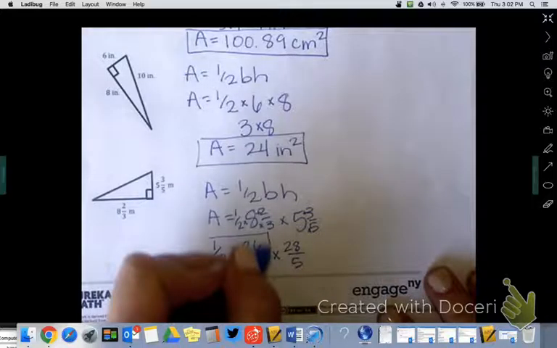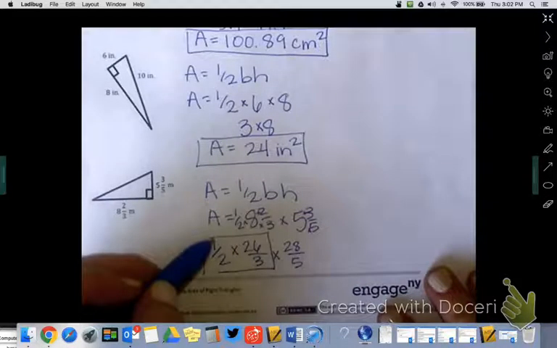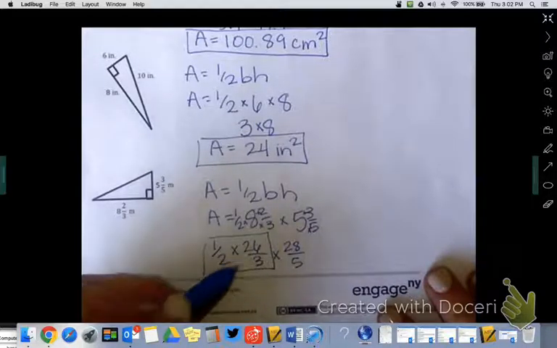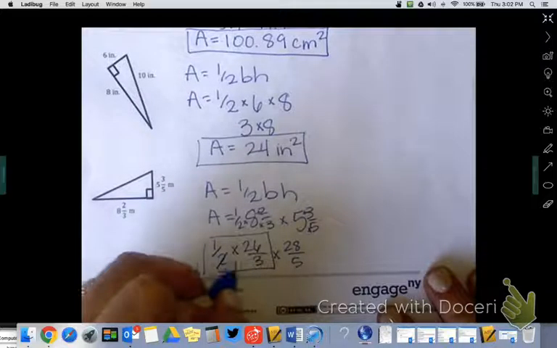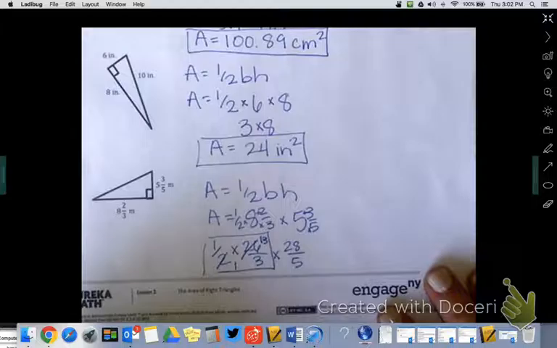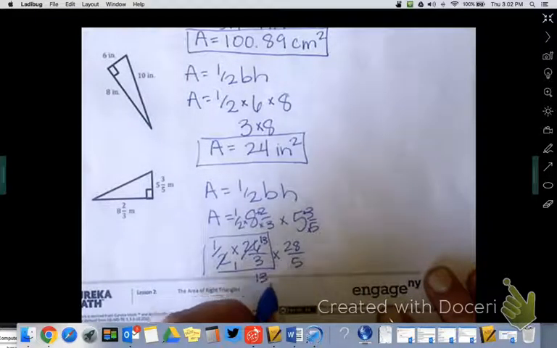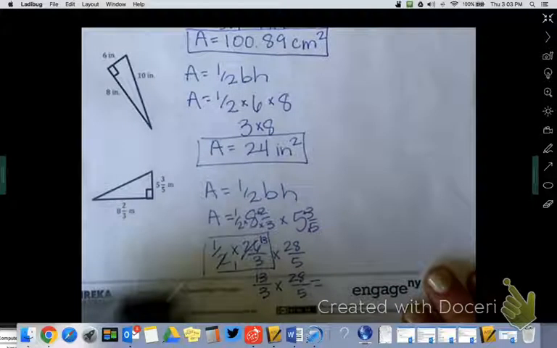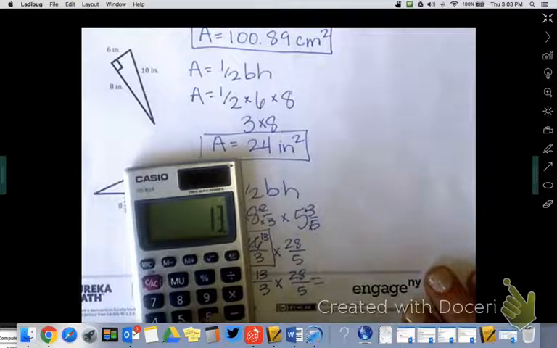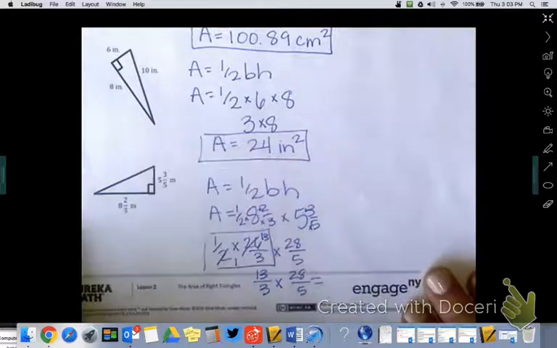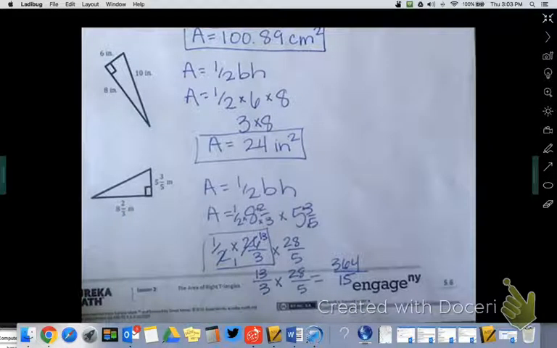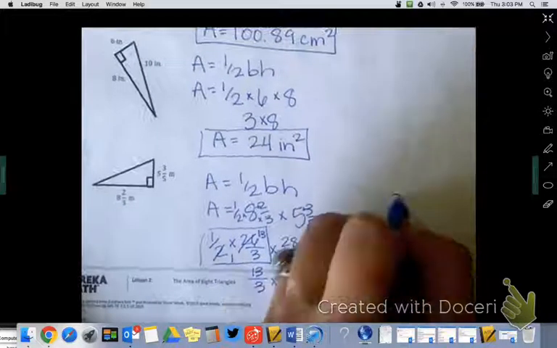I'm going to start with this. 1/2 times 26 over 3. I can cross cancel the 2 and the 26. I'm going to divide them both by 2 and get 13. So this equals 13 over 3 times 28 over 5. Now I'm going to multiply across. And I get 364 over 15. I don't want to leave my answer as an improper fraction, so let's divide that back out.